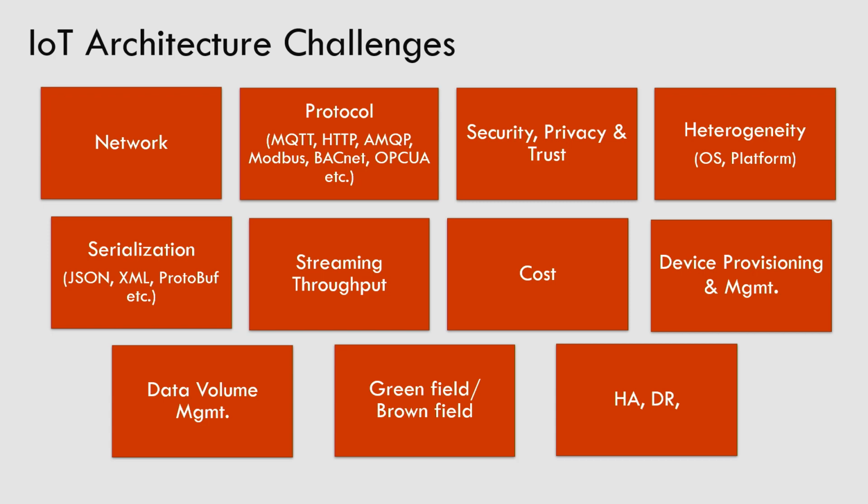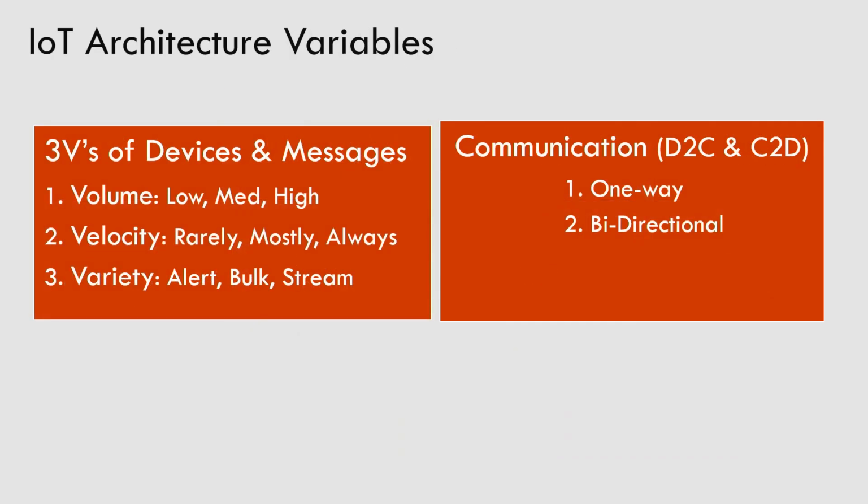With these challenges in mind, let's talk about a few more variables that will drive your architecture. Are you familiar with the 3 V's with respect to big data? Volume, velocity, and variety. The same principle applies to IoT as well. In terms of devices and messages: how many devices are you trying to connect? How many messages are you trying to send?